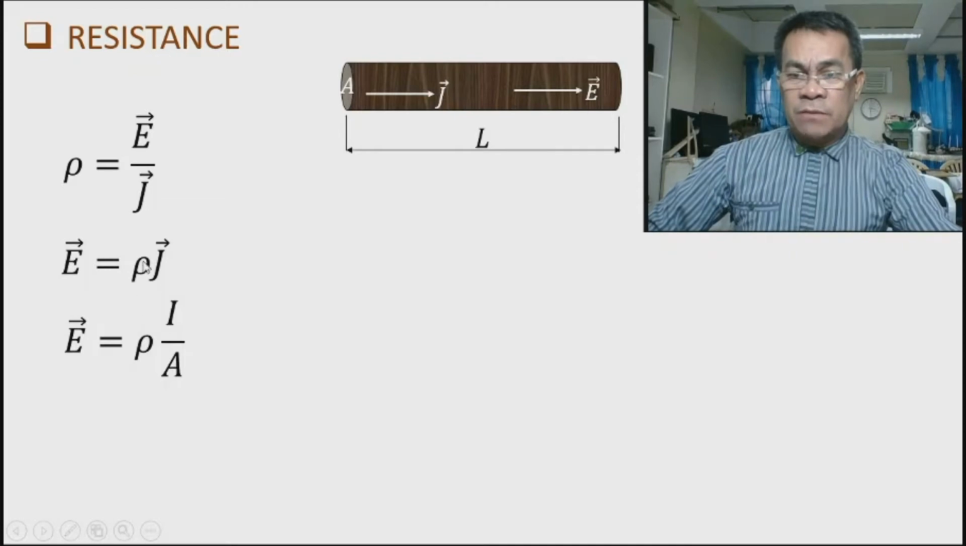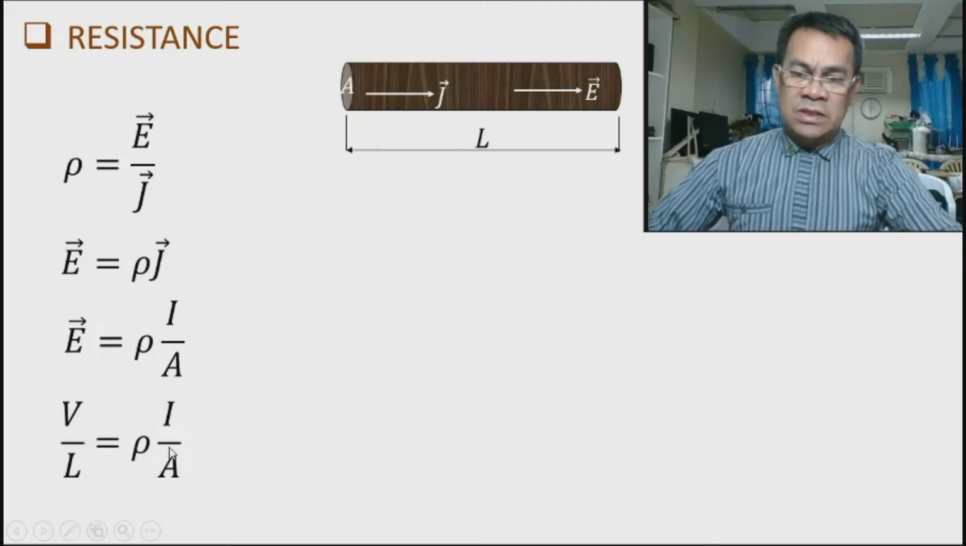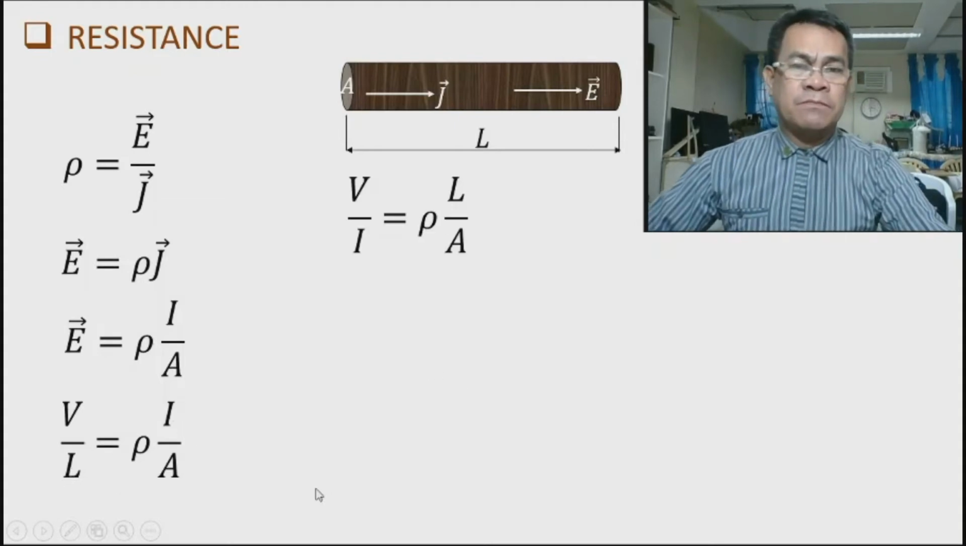Now later on, but what is I? I is V. What is J? J is I over A. Take note, but this one again is V over L. This is the electric field. So therefore, we replace electric field by V over L and we replace J with I over A. So what will happen now is we will transform this such that this I will be placed here and L should be here. So therefore, this will be the result.